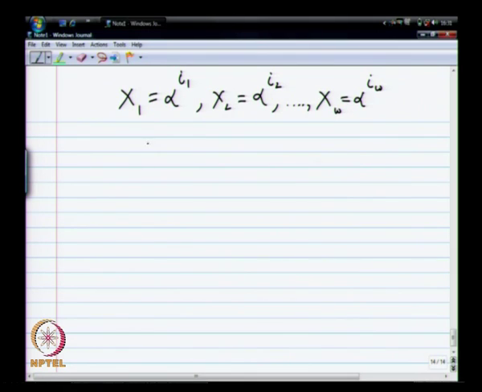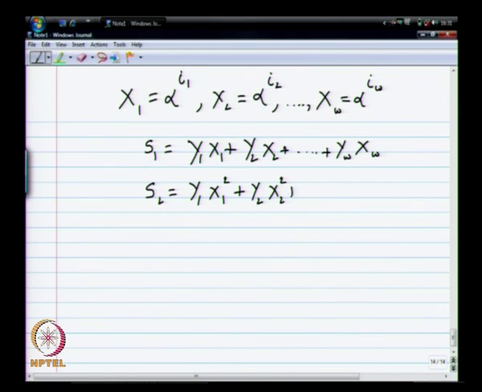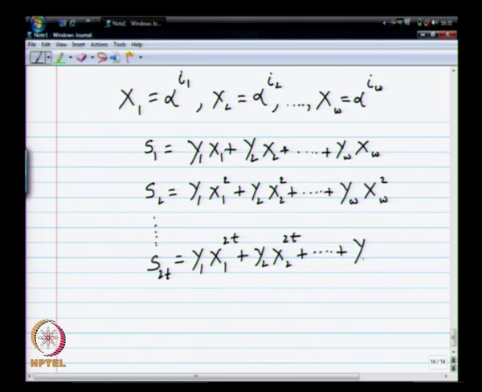Once you do it, these equations become S1 equals y1 x1 plus y2 x2 plus so on till yw xw. S2 equals y1 x1 squared plus y2 x2 squared plus so on till yw xw squared, all the way down to S2t, which is y1 x1 power 2t, y2 x2 power 2t, so on till yw xw power 2t. I know many of you attempted to say omega, it looks very much like omega. It's not omega, it's w. Being electrical engineers, you have a special affiliation to omega.